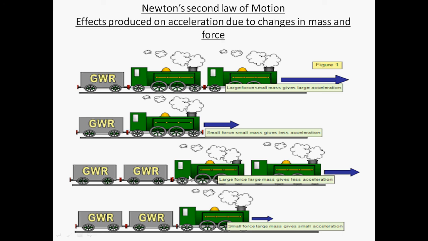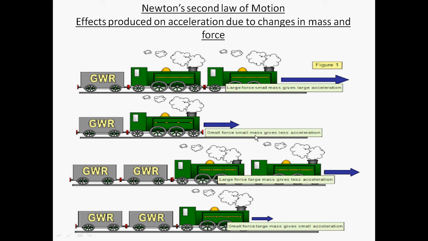Now in the third case, there are two engines and there are two wagons also. Now the mass is increased, and the force is also increased. The large force and large mass, but the acceleration produced is a bit less. You can calculate it by putting in various values. You will find the value of acceleration very easily. Now, if we remove one engine and use the two wagons, there is the same mass as in the previous case, and the engine is less. There is less force because of one engine, but the mass is more. So a small force but large mass gives small acceleration.